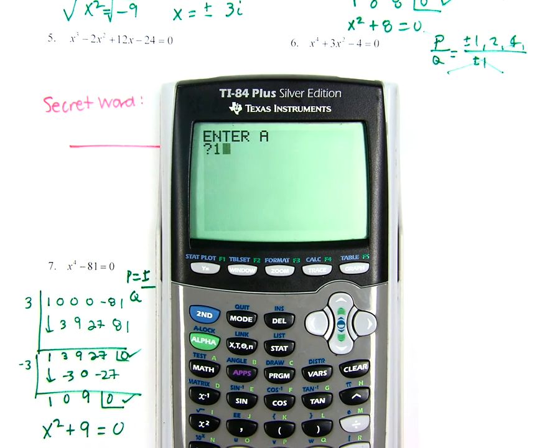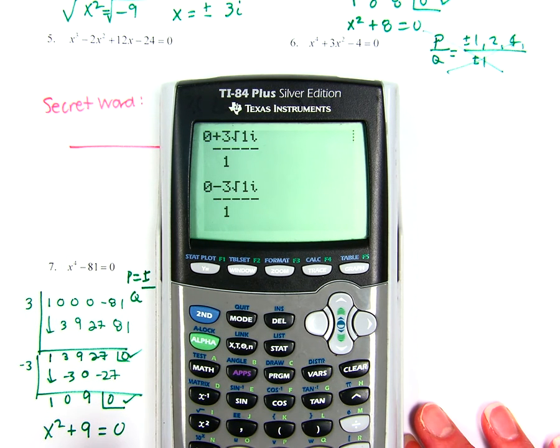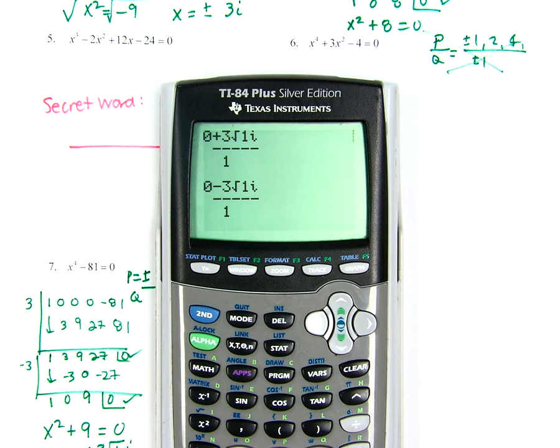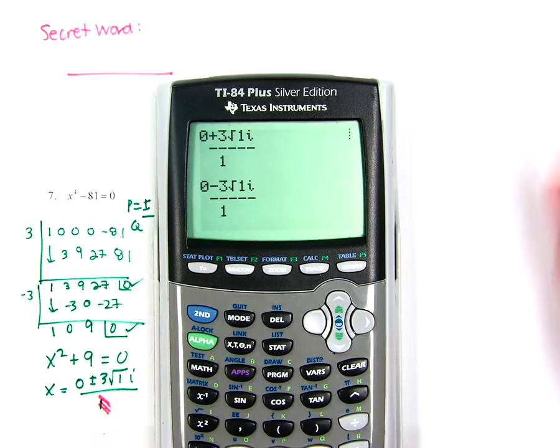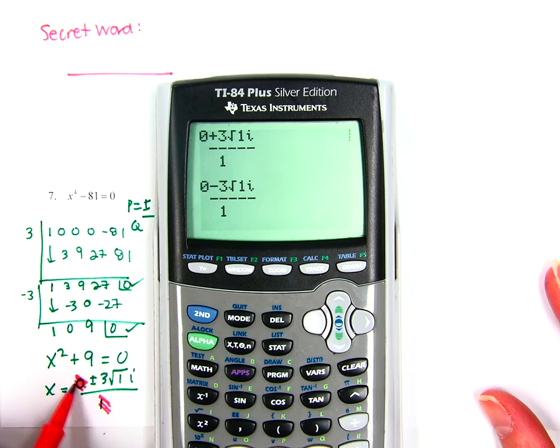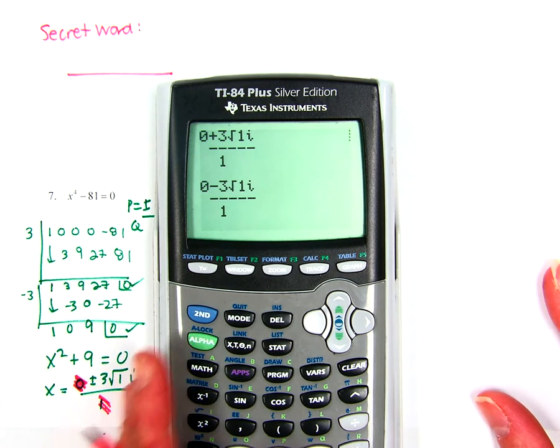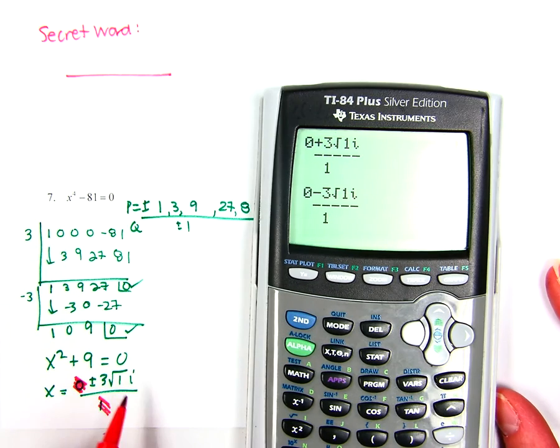So 1, 0, and 9 are A, B, and C. And you get 0 plus or minus 3 root 1i over 1. So remember, you don't need to say divide by 1. 0 plus anything is just that thing. So plus or minus 3 root 1, what's the square root of 1? That's 1. So all this is really just saying plus or minus 3i.